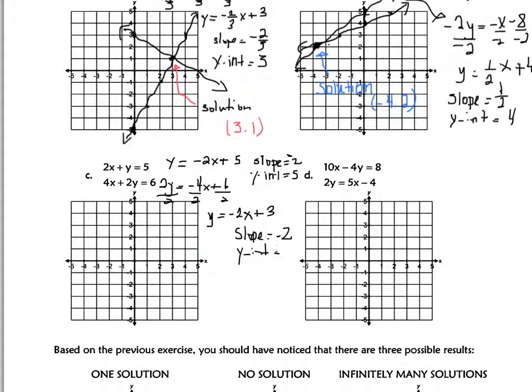Now you might already notice something, that both of these lines have the same slope. You should know something about that, because we did that in chapter 6. But if not, you'll see it now when we graph it. The y-intercept is 5 for the first one, and slope is down 2, right 1, down 2, right 1, to give a negative slope. And then when we graph the other one, we have a slope of negative 2 and a y-intercept of 3. So 3 and then down 2, right 1, down 2, right 1.